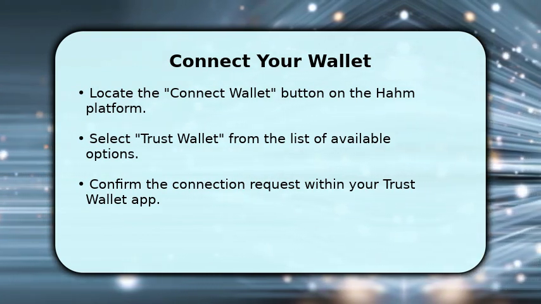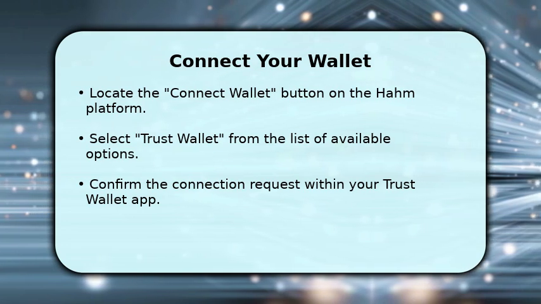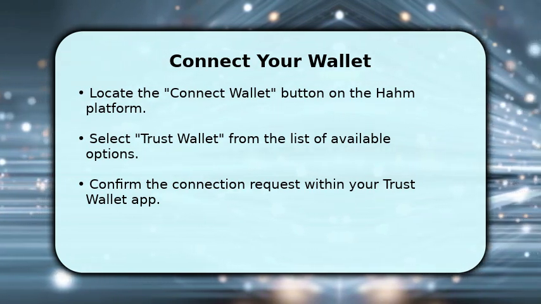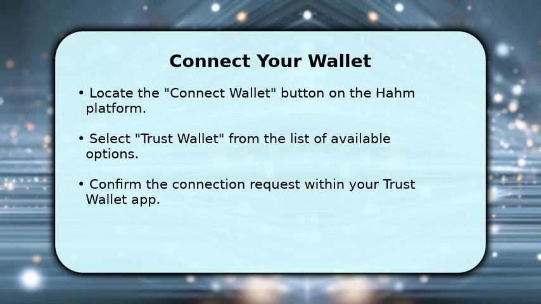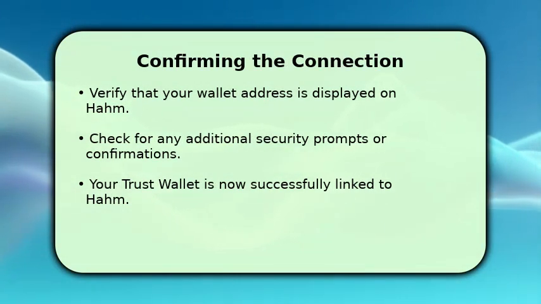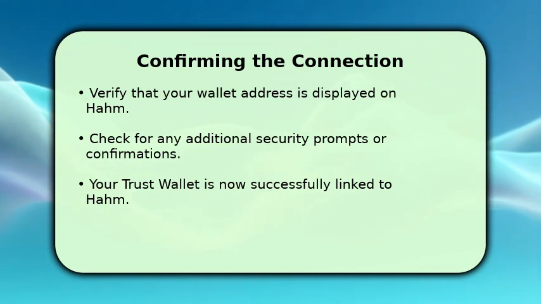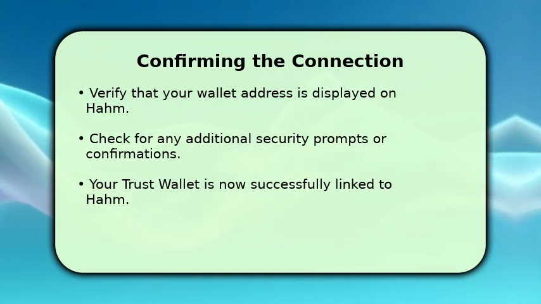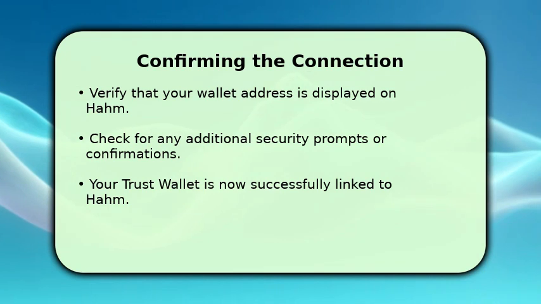Your Trust Wallet app will then prompt you to approve the connection. Review the details carefully before confirming to ensure security and proper linking. After approving the connection, return to the Hahm platform. You should see your Trust Wallet address displayed, indicating a successful link.